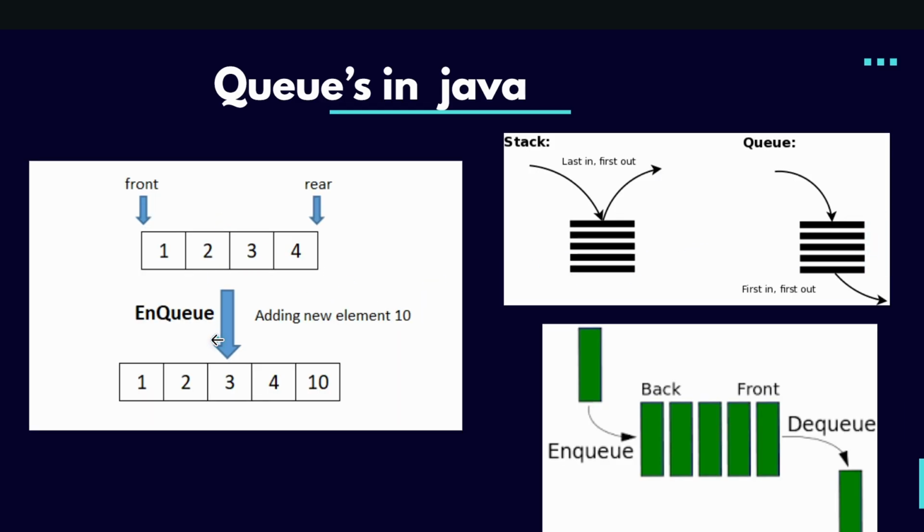We already know what is meant by NQ: adding a new element in the queue, which happens from the rear end, not from the front end. If you want to DQ, you do it from the front end. As we have seen with the stack, the queue can also be implemented with both an array as well as a linked list. The first in first out is for the queue, and last in first out is for the stack.